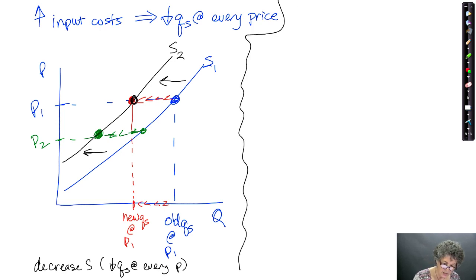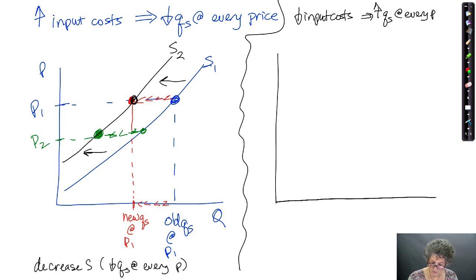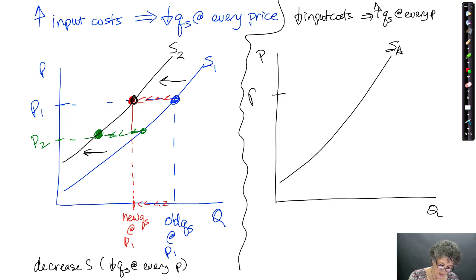On the other hand, if there had been a decrease in input costs, if labor had gotten cheaper, for instance, then we would have an increase in the quantity supplied at every price of frozen yogurt. So at every possible price of the frozen yogurt, there would be a higher quantity that the market would be willing to supply. So here's price on the vertical, quantity on the horizontal. My initial supply curve S sub A, just to make it different. Choose some price P sub A, go over to the supply curve, go down. There's your old quantity supplied at a price of P sub A.